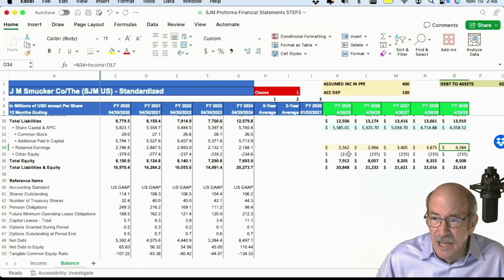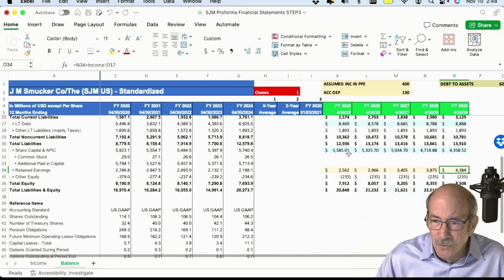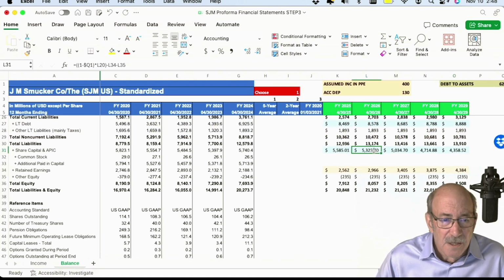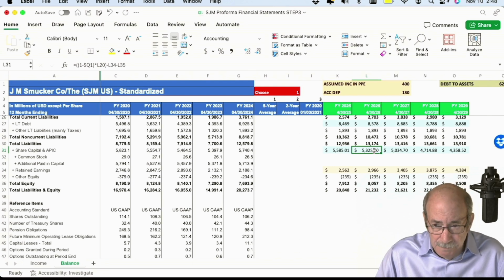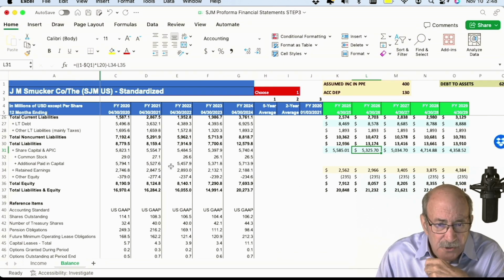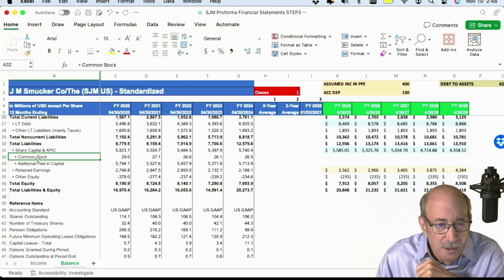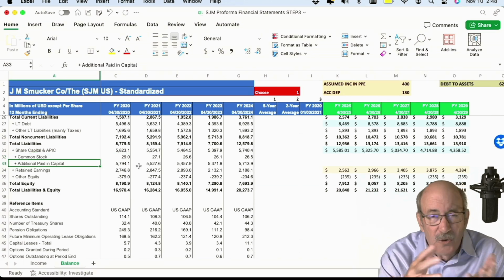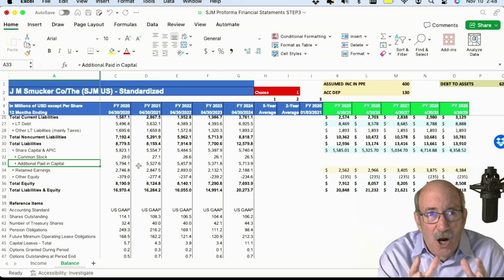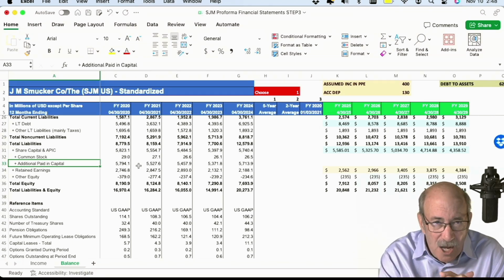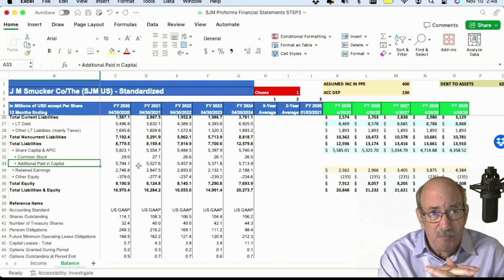Now we still have share capital and APIC, that is additional paid-in capital. So that account is made up of two sub-accounts: the common stock and then the APIC, the additional paid-in capital. Common stock is what they call the par value of stock. Stock has always had some sort of par value.